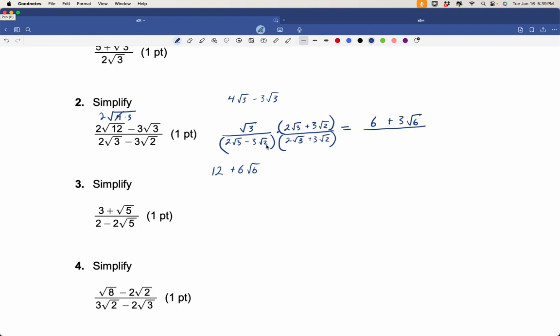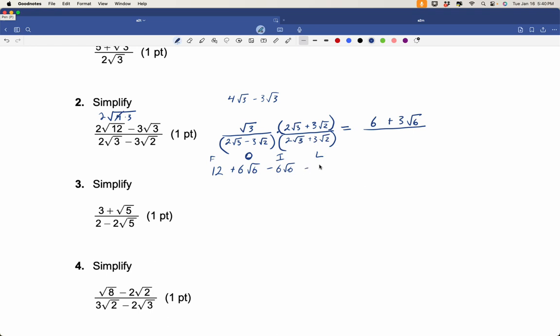The inner term, okay, so this was the first term, and this was the last term, or outer term, I guess you should say. The inner term is negative 3 times square root of 2 times 2 times square root of 3, so negative 6 times square root of 6. And then you have the last term, which is this last one times this last one.